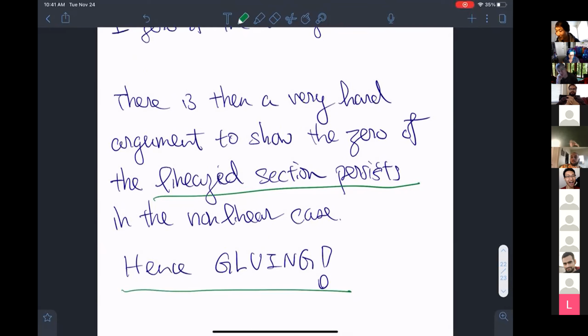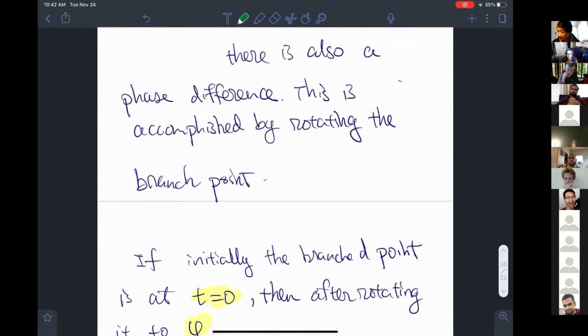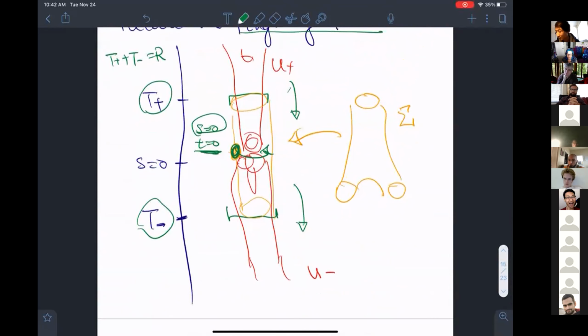I had a question. So T plus and T minus, the sum is the gluing parameter, but do we want the individual things to vary nicely? Like we're getting a section and some zeros, and what the zeros will be will depend on the individual T plus and T minus, right? And not on the sum.